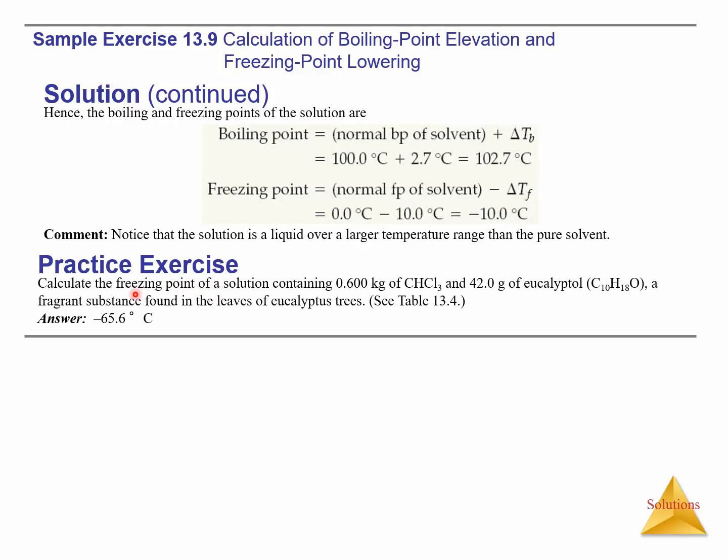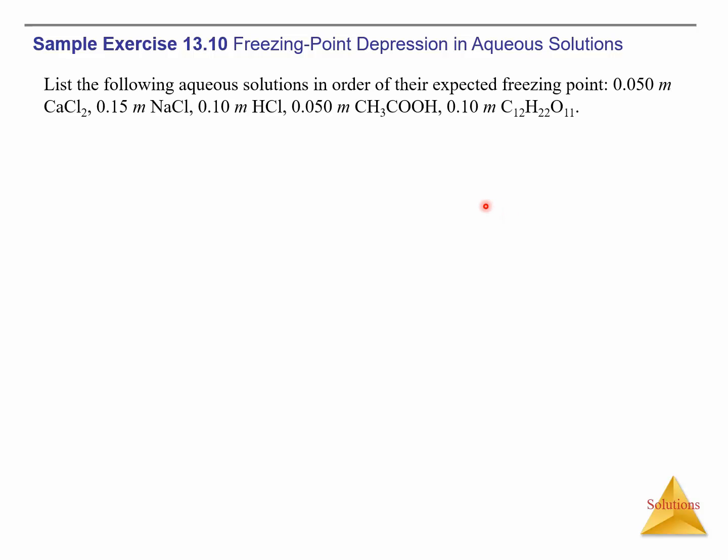Then you can solve this practice exercise, which is similar to the sample exercise. After that, we want to see this sample exercise, freezing point depression in aqueous solutions. Now suppose you are asked to list the following aqueous solutions in order of their expected freezing point: 0.050 m CaCl2, 0.15 m NaCl, 0.15 m HCl, 0.050 m CH3COOH, 0.10 m sucrose.